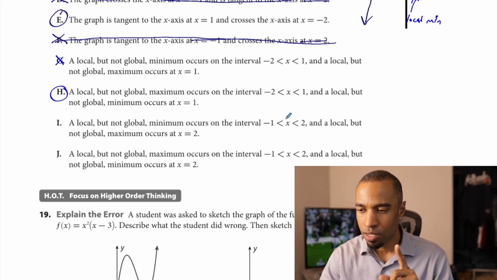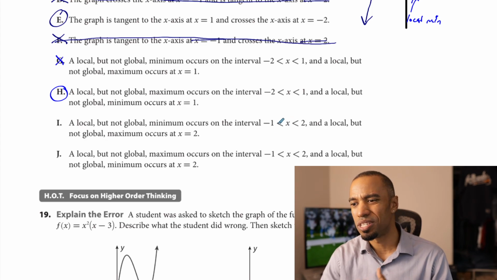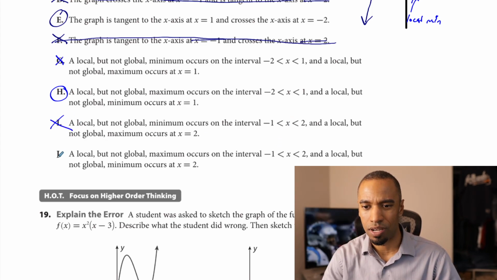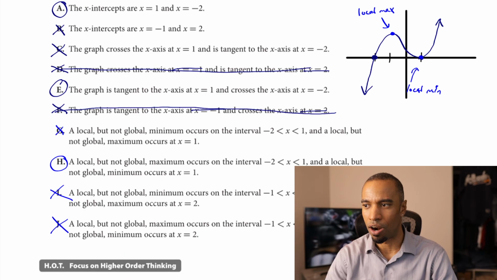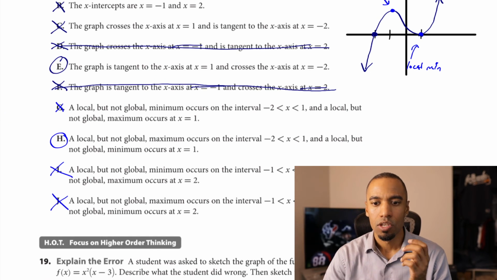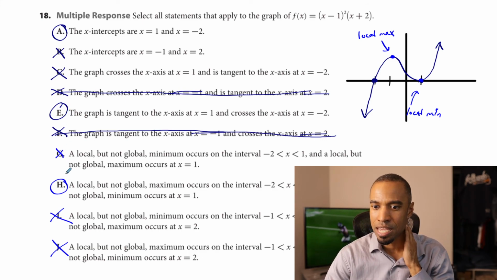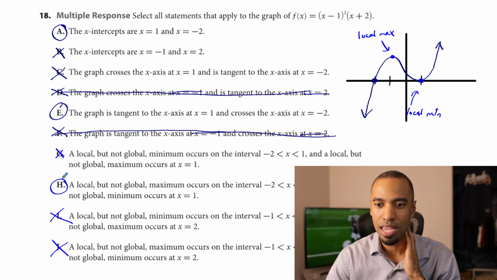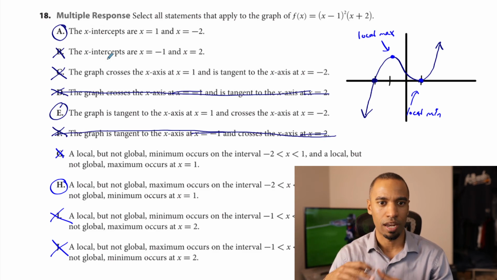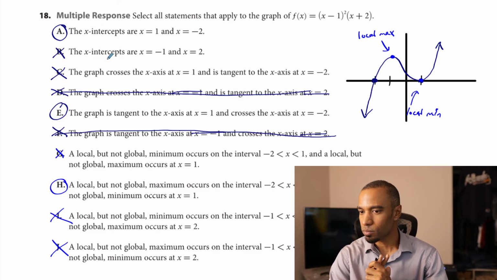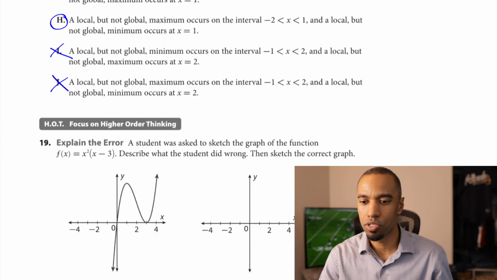Local min between negative 1 and 2. No, see, now they're saying between negative 1 and 2. They're kind of doing no. So these are between negative 1 and 2. That's not even our intercept things that we're worrying about. So our final answers, ones that are true on this, are A, E, and H right there. A, E, and H are the correct things. They're just letting you kind of filter and play through that. Okay, awesome. That wasn't too bad of a problem.